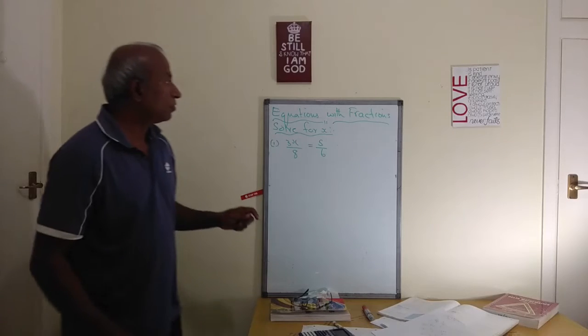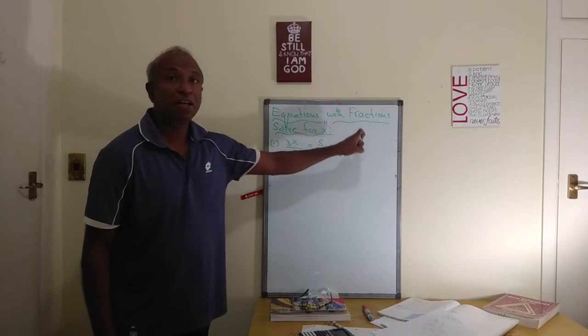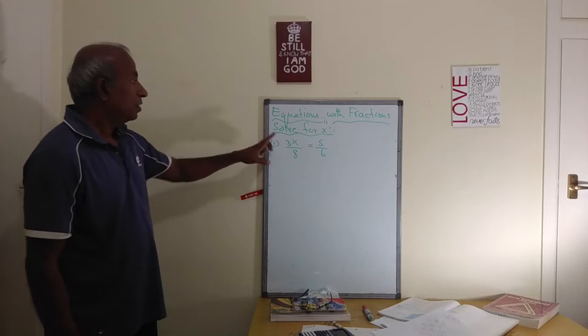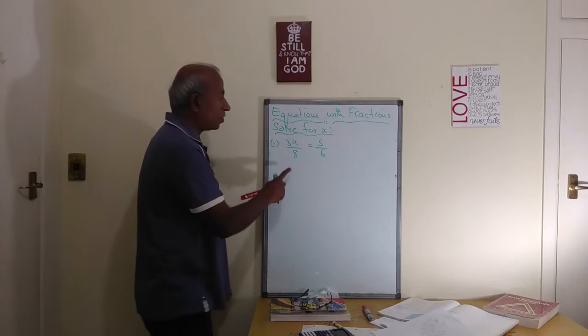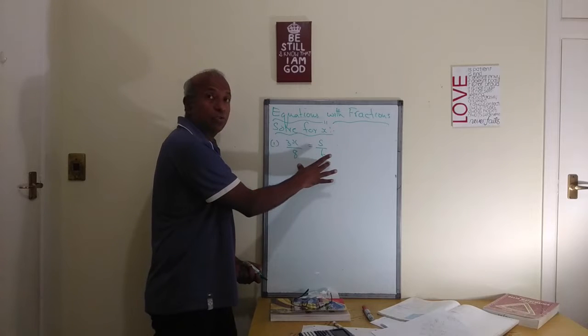Guys, today we are going to solve for x. We are going to solve fractional equations. Look at the first one: 3x over 8 is equal to 5 over 6. You can see that is a fraction, and that is also a fraction.